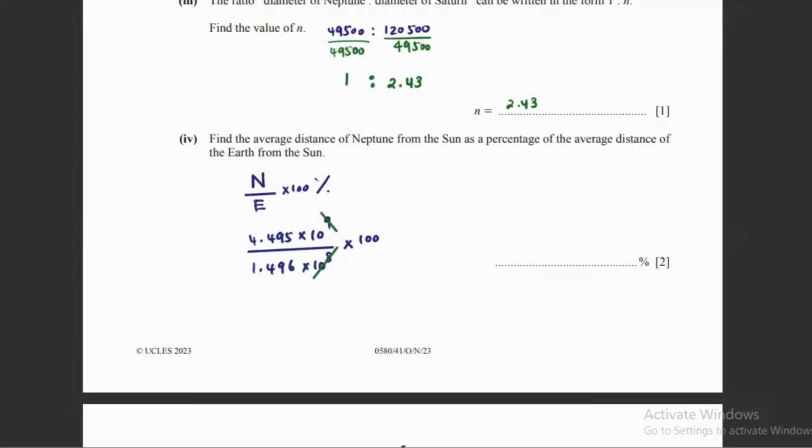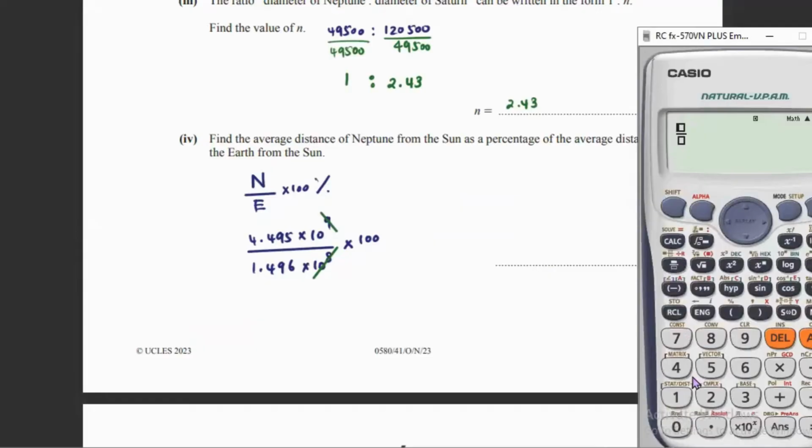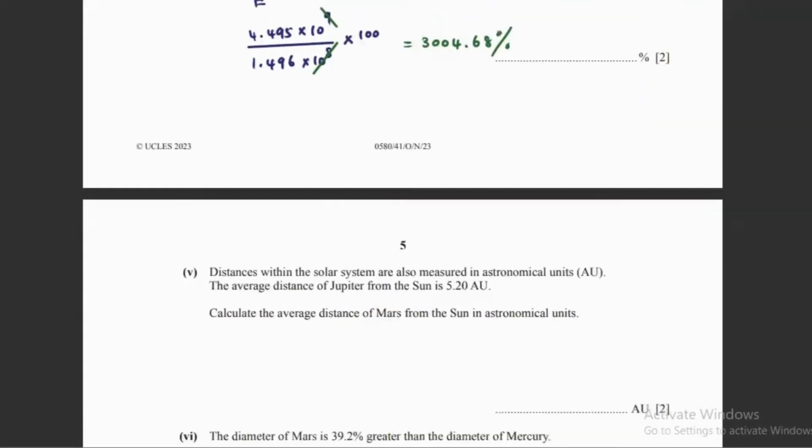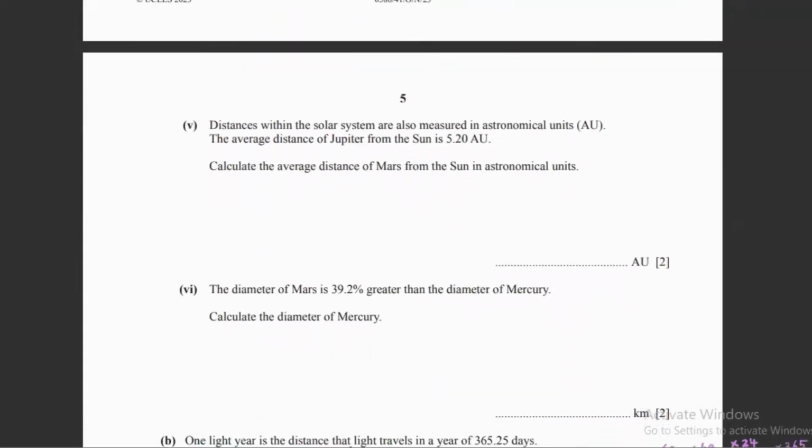And now I'm going to put the rest in the calculator. So I'm going to put the fraction here, which is 4.495 times 10 over 1.496. And then I'm going to times it by 100. So this will be equal to 3004.679. So correct to 2 decimal places, I can write it as 3004.68. So this is equal to 3004.68%. This is the answer. Let's move on to question 5.